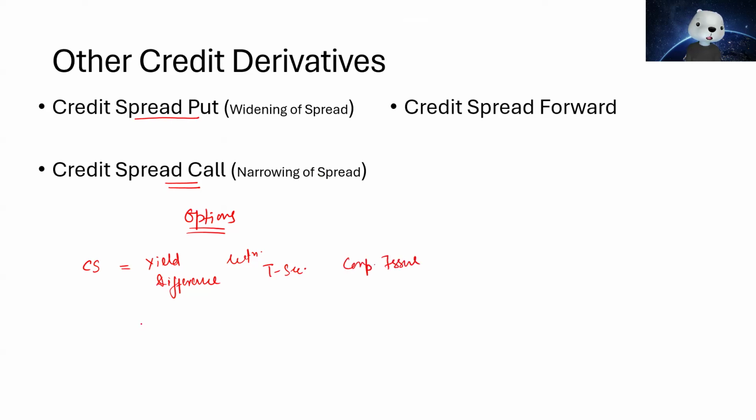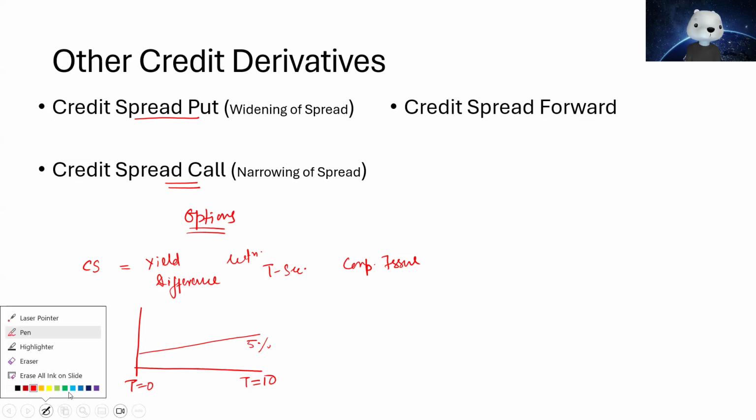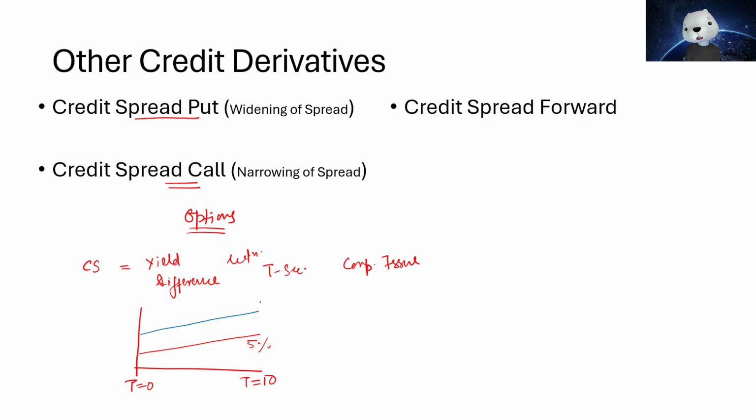Okay, so to begin with, if we understand that there is an issue in the market for the next 10 years, and the 10-year Treasury is yielding, let's say, 5%, the corporate may be yielding 7%. We designate this as roughly 2%, the majority portion of which we attribute to the credit spread differential between this corporate issue and that of the Treasury security.